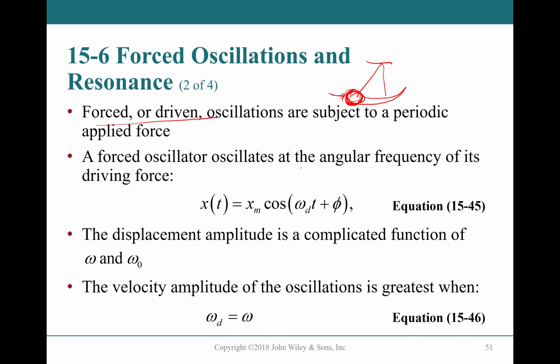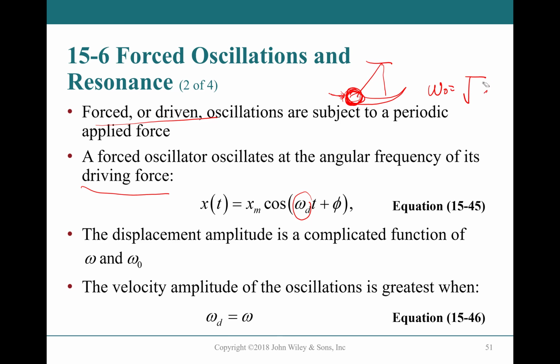So a forced oscillator oscillates at the angular frequency of its driving force. So it depends on the frequency of the force applied on the object. And we write it like this: omega d t plus phi. So the displacement amplitude is a complicated function of omega d and omega zero. So what is omega zero? Omega zero is the natural frequency of the pendulum. So if you think about this pendulum, it has natural frequency omega zero equals square root of k over m, right? This is the natural frequency.